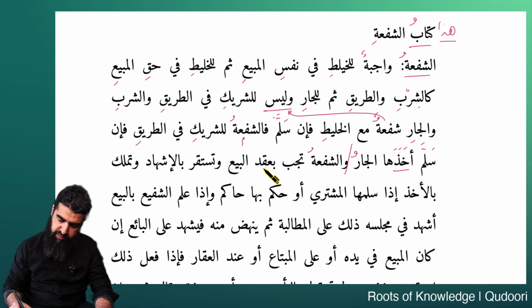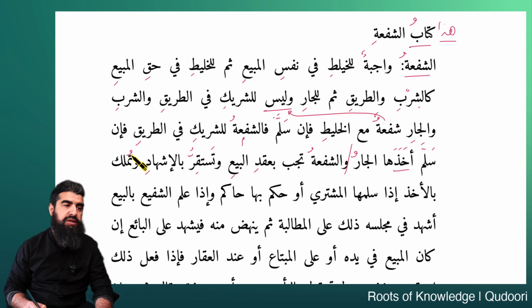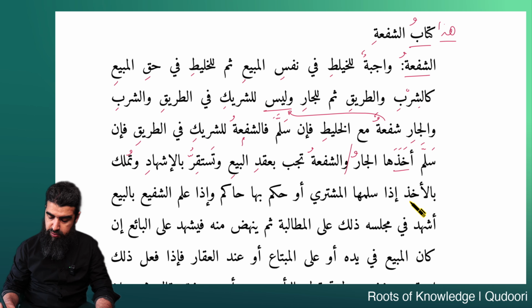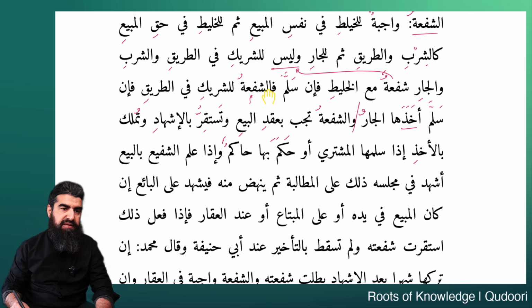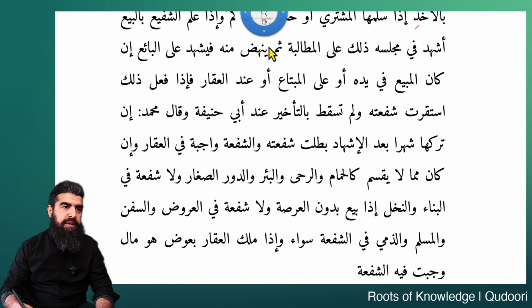والشفعة تجب بعقد البيع وتستقر بالإشهاد وتملك. So this is مجهول. ملك يملك تملك بالأخذ إذا سلمها المشتري أو حكم بها حاكم. So حكم بها حاكم, that's going to be the fi'l and that's going to be the faa'il. Alright, let's move it up a bit.